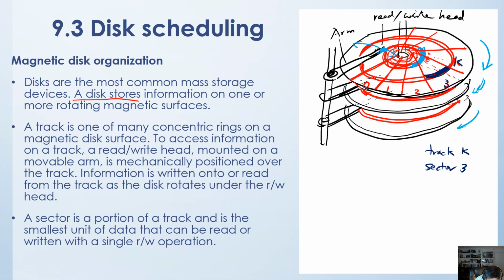If you have three disks, then you can read simultaneously. If you want to read the data from this portion, you rotate the disk and move sector 3 to the other side, so the read and write head can reach that particular portion. You need to rotate the disk and also move the arm to the left or the right, so you can move the head exactly to this portion of the track.